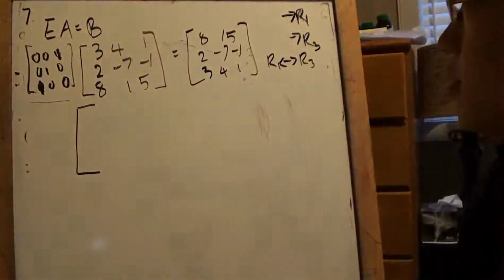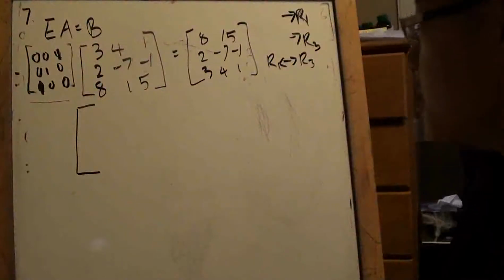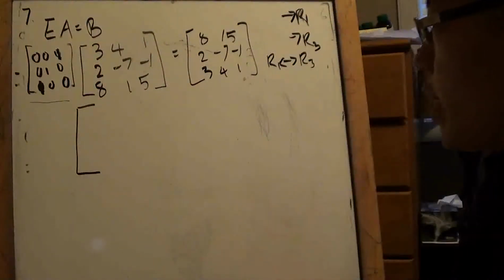And there we have it, right? And that will be our E. So we don't even have to do any calculations or anything like that, right? It's that simple, right? Technically, there is another way.